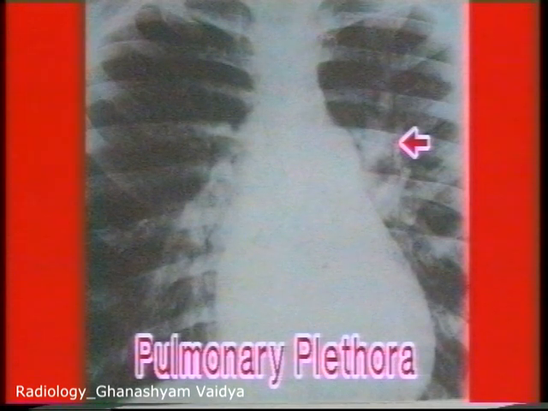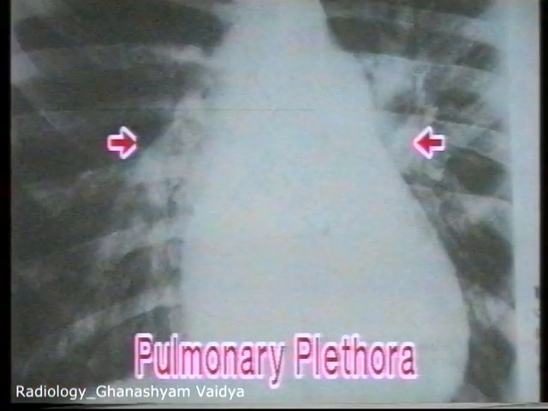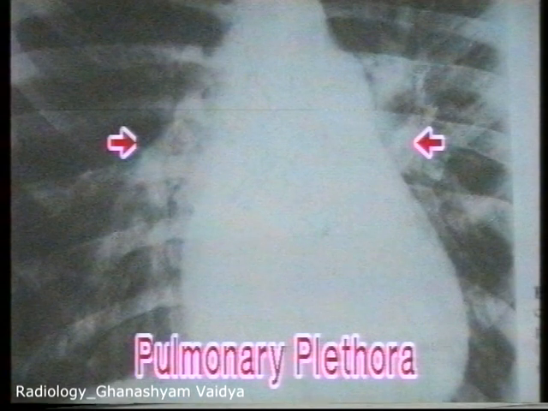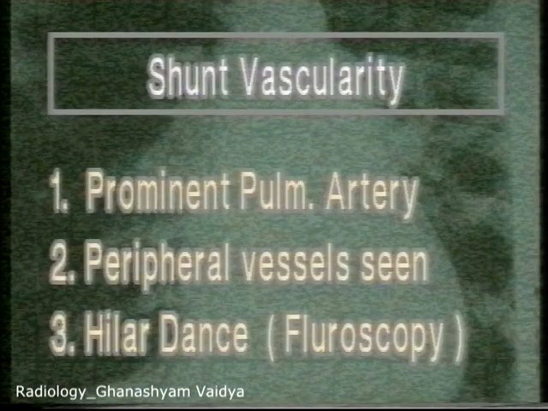If the chest is observed on fluoroscopy, the pulsations of the pulmonary artery are seen prominently, termed as a hilar dance. This hilar dance is another feature of a left to right shunt. So whenever shunt vascularity is seen, that is a prominent pulmonary artery, prominent vascular markings up to the periphery of the lungs, and hilar dance on screening, we know that a left to right shunt exists.